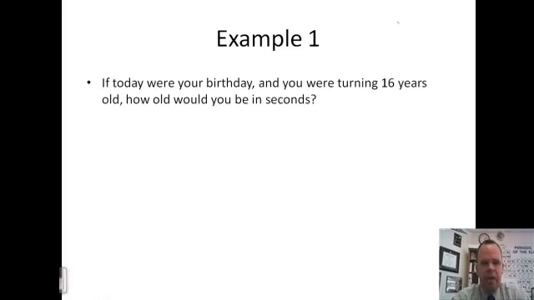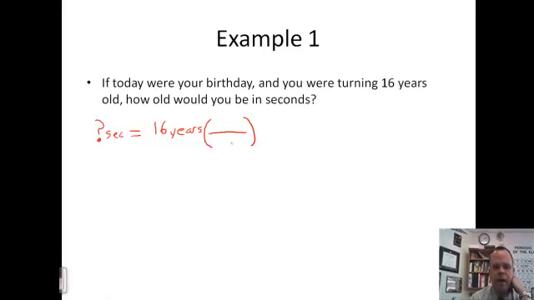If today were your birthday and you were turning 16 years old, how old would you be in seconds? So our information we're trying to solve for is how many seconds. Our starting piece of information is 16 years. Now, the first thing we're going to do is try to convert that using a conversion factor. In this case, I think it's easiest to write the units out first.